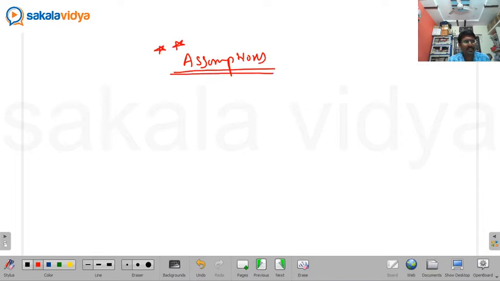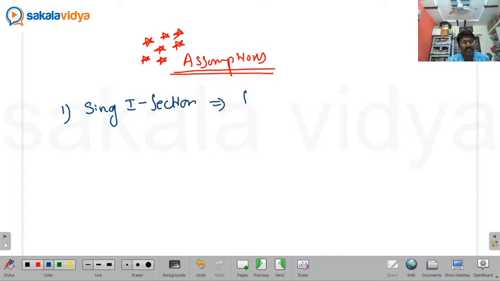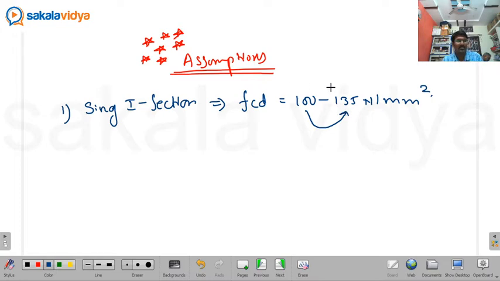We have to assume some important values that play an important role in solving numerical questions. For a single I section, we have to assume the value of design compressive stress from 100 to 135 Newton per mm square. It is a constant range. We can assume the value of FCD lies between 100 and 135. We have to assume either 100, 101, 110, 120, within 135. This is for a single I section.